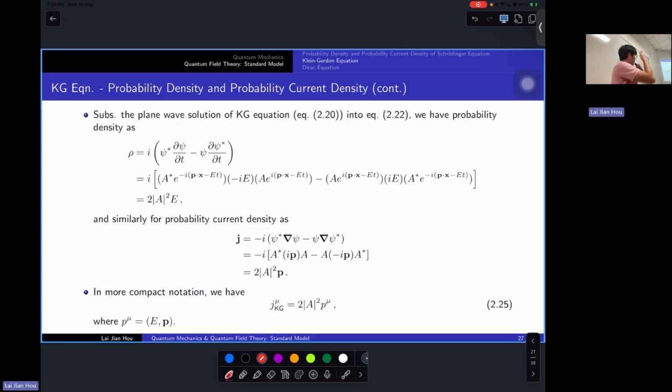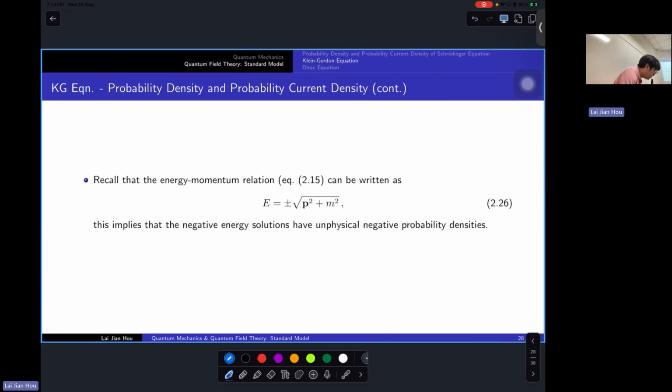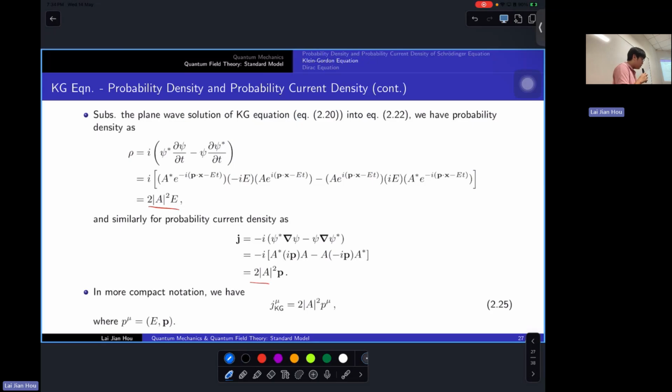When we have a solution of the quantum equation, we try to substitute into the rho, the probability density, and we arrive at 2E, and the same goes for the probability current density. If we are aware that E squared equals P squared plus M squared, the energy can be positive or negative. In the sense that when the energy is negative, sometimes we discard the energy.